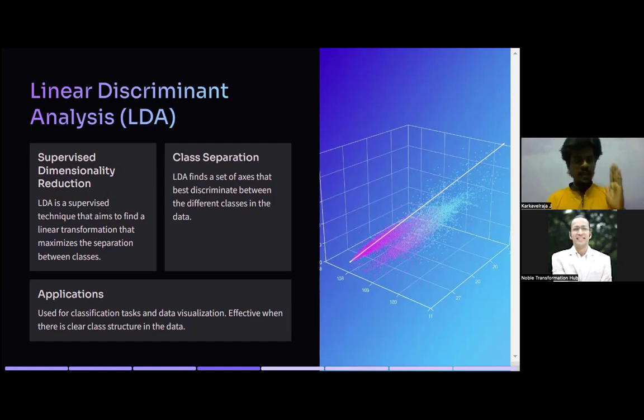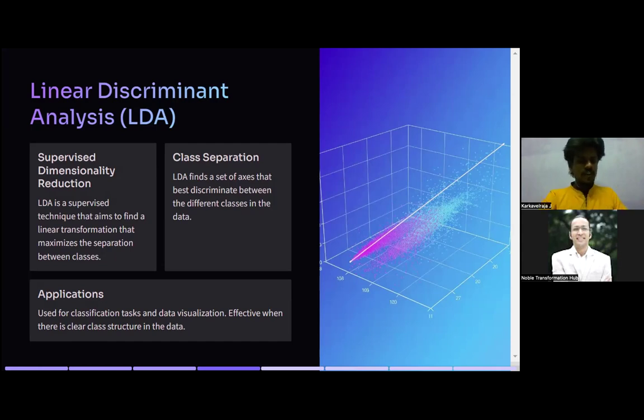As I am speaking, if we are maximizing the separation between two classes, its dimensionality will be reduced, right? And for class separation also, it will provide the best discrimination so that different classes in the data can be predicted. Okay. Next, application. It is very useful for classification tasks and data visualization tasks, because we go from higher dimension to lower dimension, right? We can now plot the data.